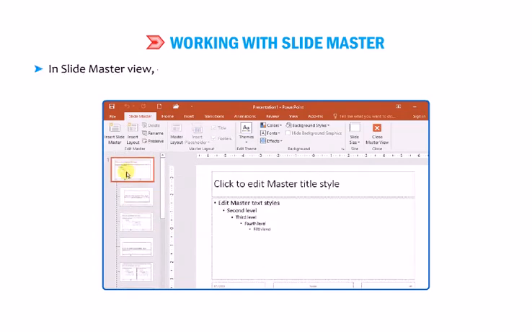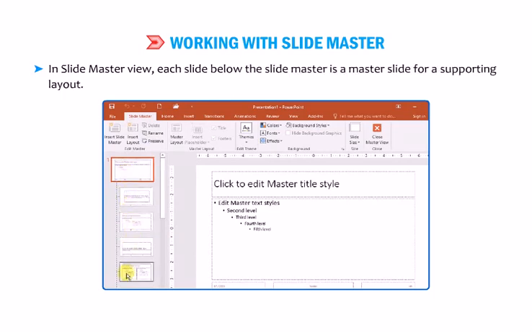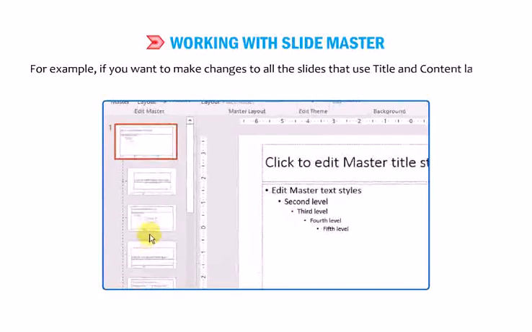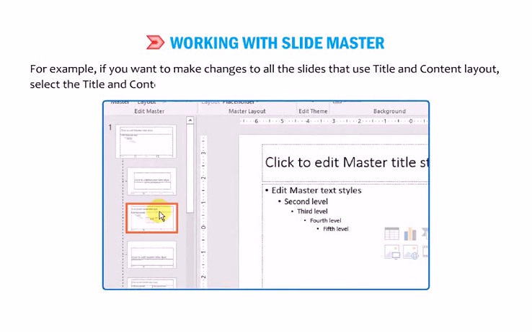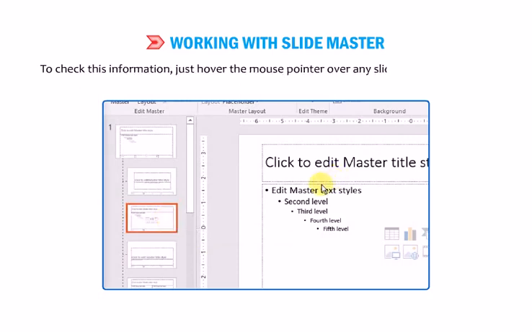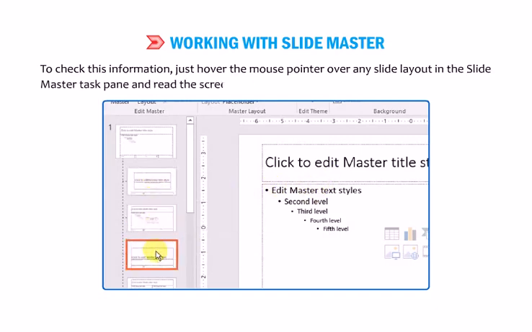In Slide Master view, each slide below the Slide Master is a master slide for a supporting layout. For example, if you want to make changes to all the slides that use title and content layout, select the title and content layout master slide in the pane. To check this information, just hover the mouse pointer over any slide layout in the Slide Master task pane and read the screen tip.